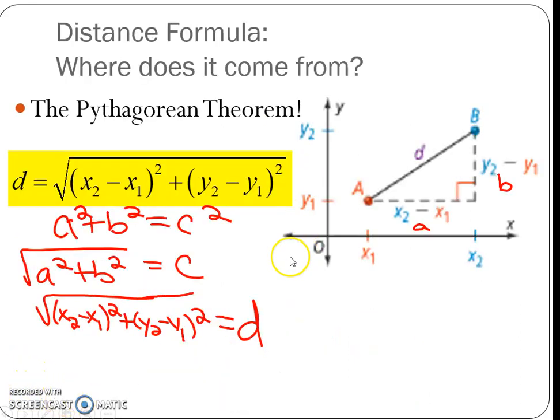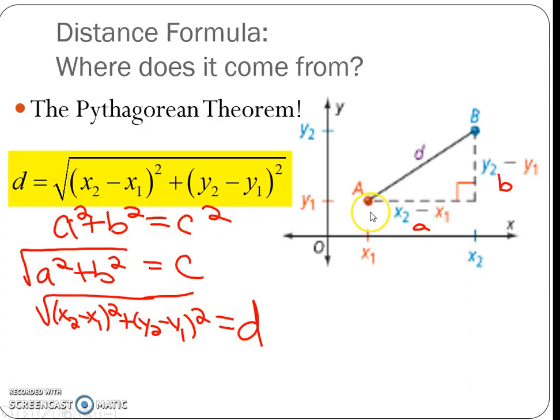Now we're going to look at a new formula called the distance formula. Where does it come from? It's coming from the Pythagorean theorem. The distance formula is the square root of (x2 minus x1) squared plus (y2 minus y1) squared. And I'm going to explain this. First of all, the Pythagorean theorem is for a right triangle. When you have a right triangle, you have a 90-degree angle here. The Pythagorean theorem is a squared plus b squared equals c squared. And I want you to write that.